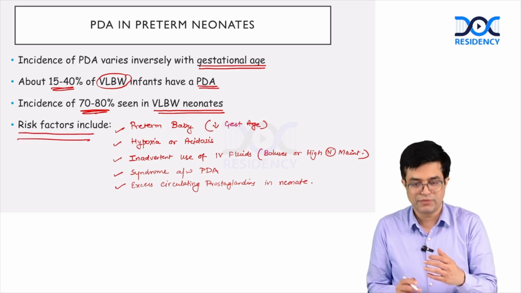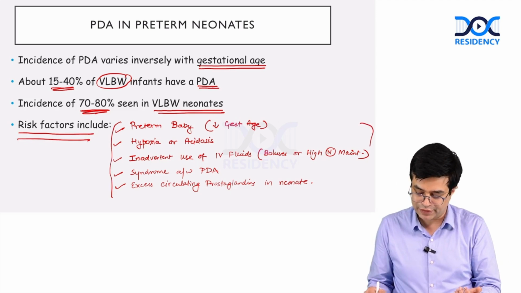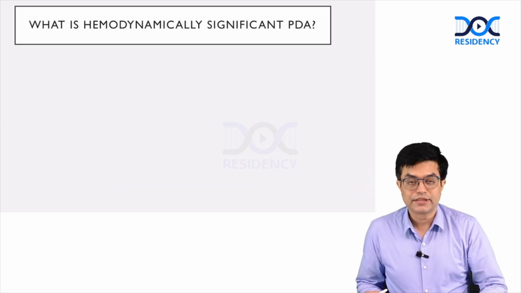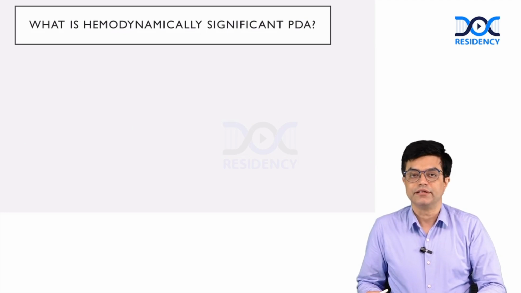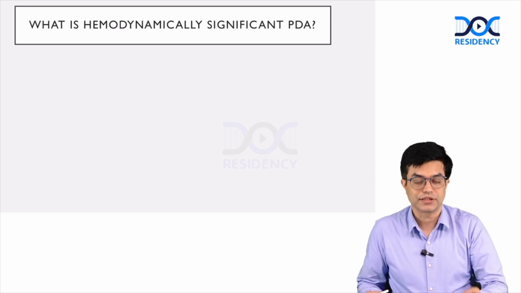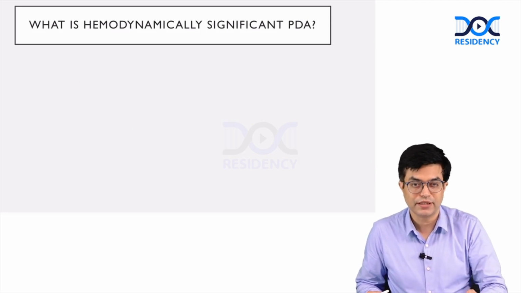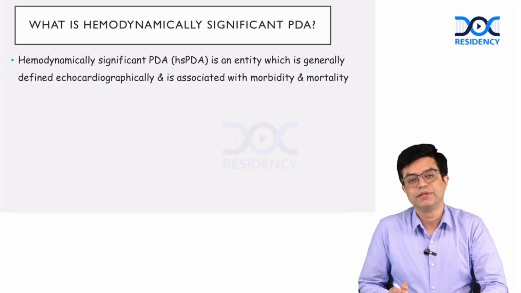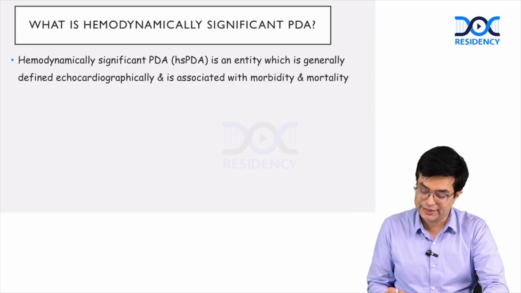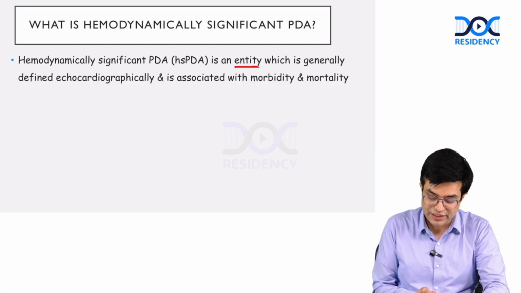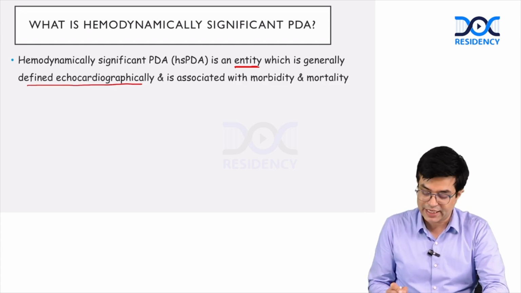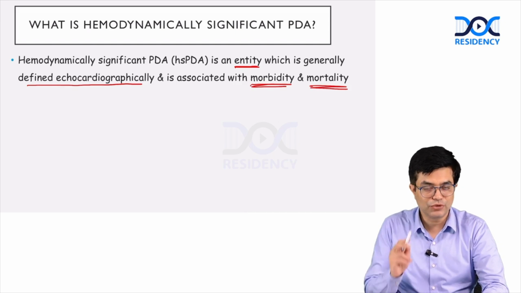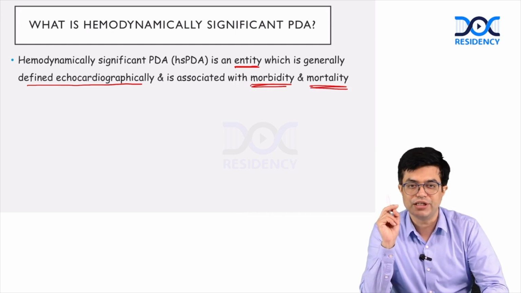There is a huge list, but these are the important ones which I have collected from multiple sources at one place. So now the question arises, what is hemodynamically significant PDA? That is what we are going to discuss here, the first question which I had asked at the end of the case scenario. Hemodynamically significant PDA, also called HS PDA, is an entity which is generally defined echocardiographically and is associated with morbidity and mortality. But you need to understand that it is a very vague term.